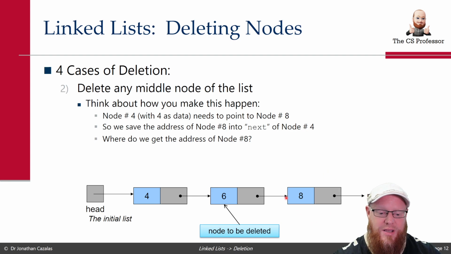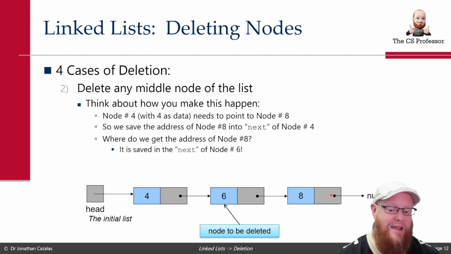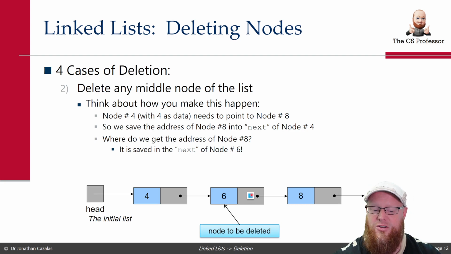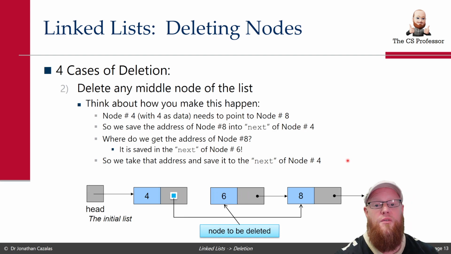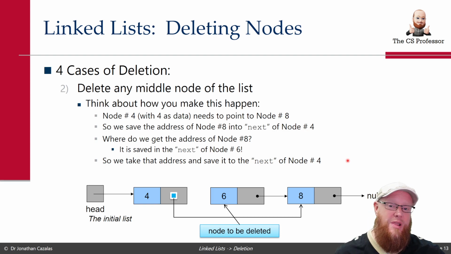Where do we get the address of this node 8? Or what variable currently stores the address of node 8? The answer is the next of node 6. Right here, this little blue box, that is the address of node 8, and it's pointing over to it. Take this address and save it directly into the next of 4, the consequence of which is 4 points directly to 8. Or you could say, specifically, the next of 4 points over to node 8. We have bypassed node 6, and that's really how it gets deleted.